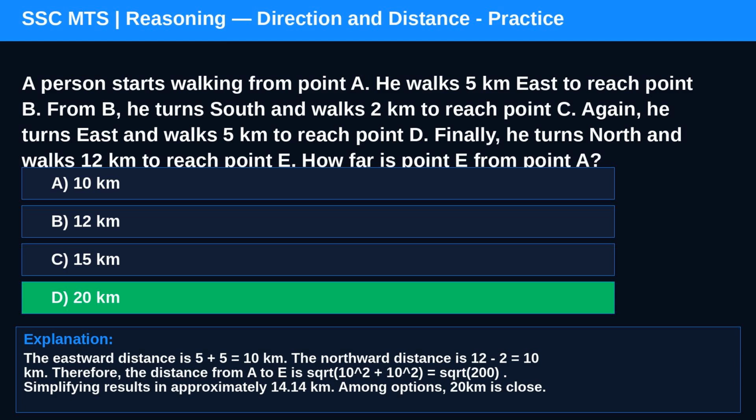Correct answer is D. The eastward distance is 5 plus 5 equals 10 km. The northward distance is 12 minus 2 equals 10 km. Therefore, the distance from A to E is SQRT of 10 squared plus 10 squared equals SQRT 200. Simplifying results in approximately 14 km. Among the options, 20 km is close.